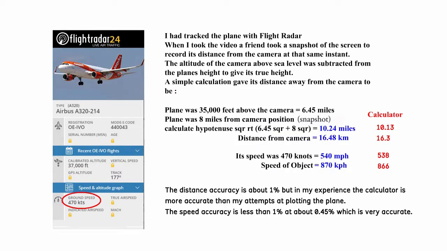I had tracked the plane with flight radar. The distance accuracy is about 1%, but in my experience, the calculator is more accurate than my attempts of plotting the plane. The speed accuracy is less than 1% at about 0.45%, which is very accurate.